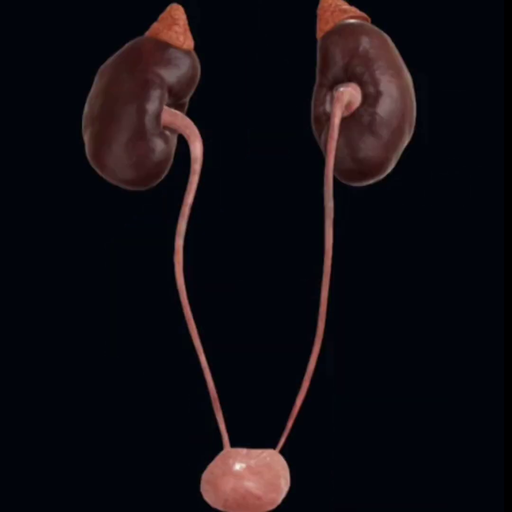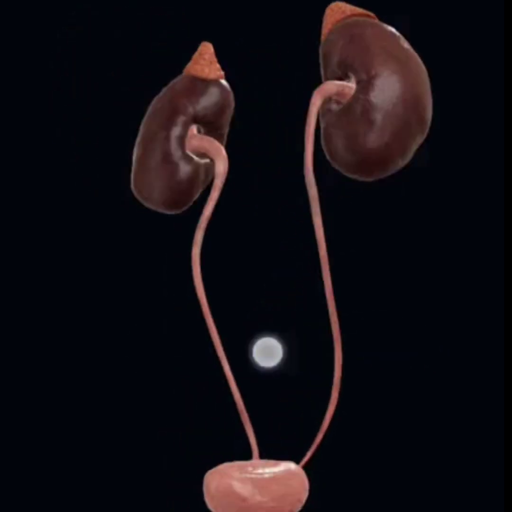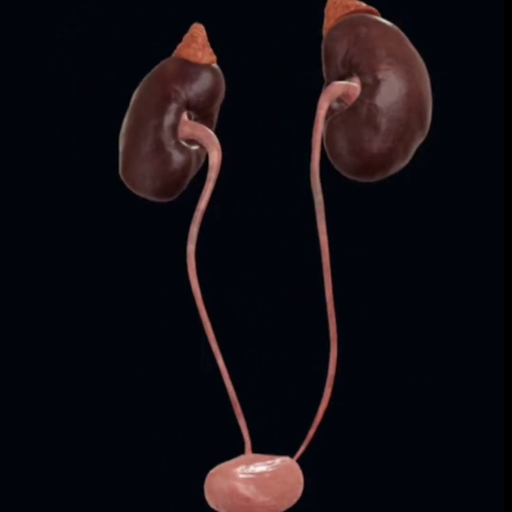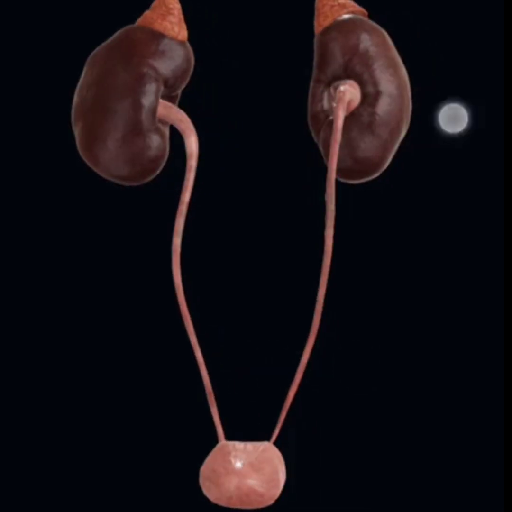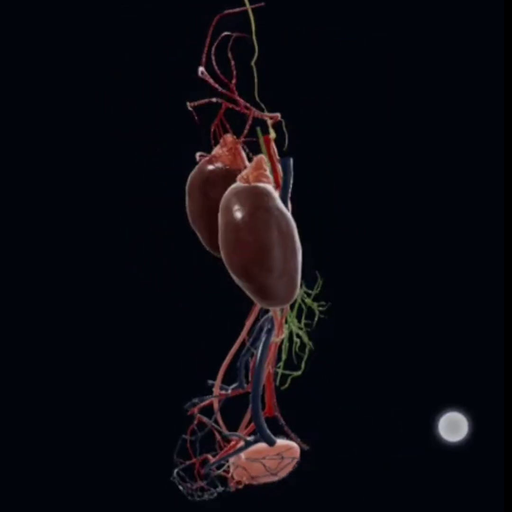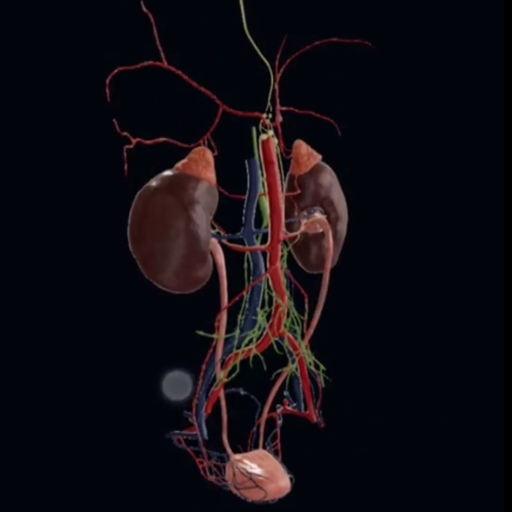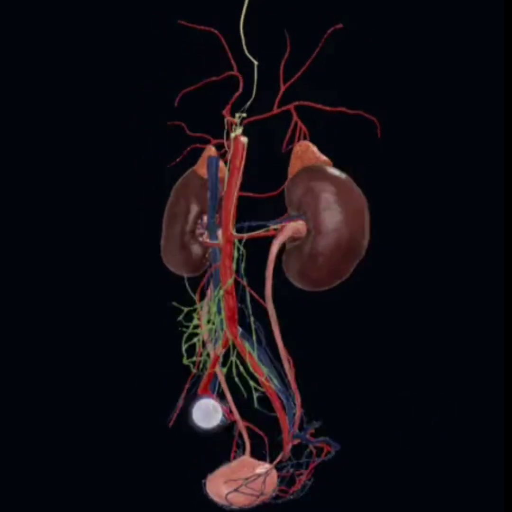This is a simple kidney, ureters and bladder structure. If it is combined with the blood vessels like arterial blood supply, venous drainage and nerve innervation, they look like this. You see, this is the combined structure of the arterial, venous and nerve innervations of the kidneys without fats, look like this.